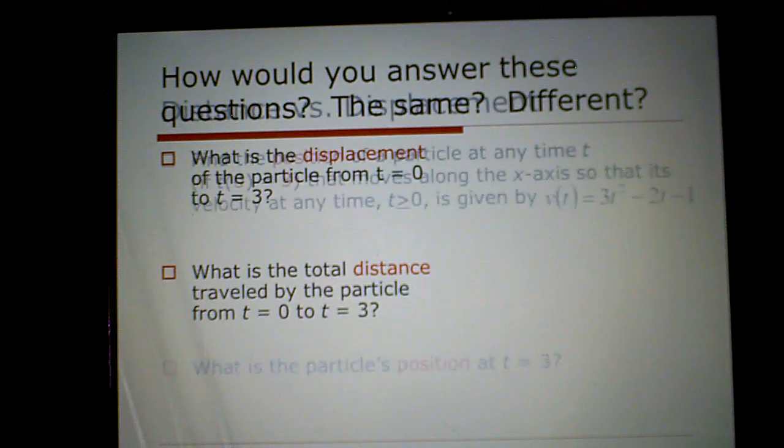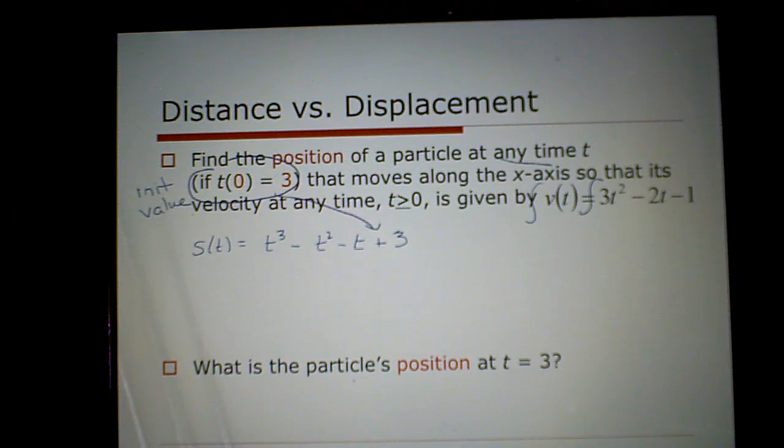What is the particle's position at t equals 3? 3 cubed is usually 27, minus 3 squared, which is 9, minus 3 plus 3, those would cancel out. 27 minus 9 is usually 18, right? Did they give me any units? No, unitless.